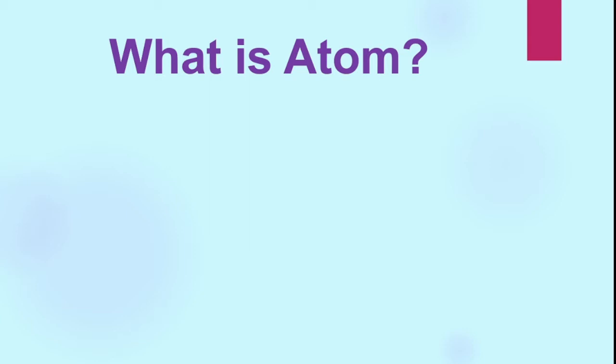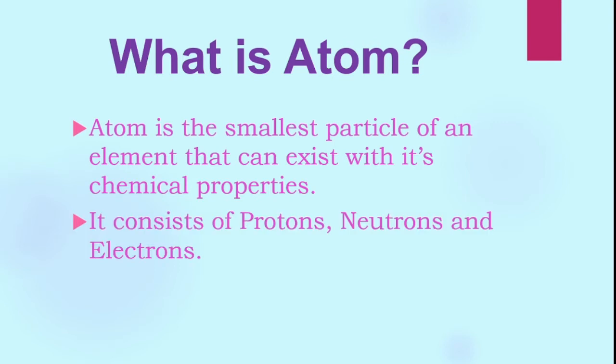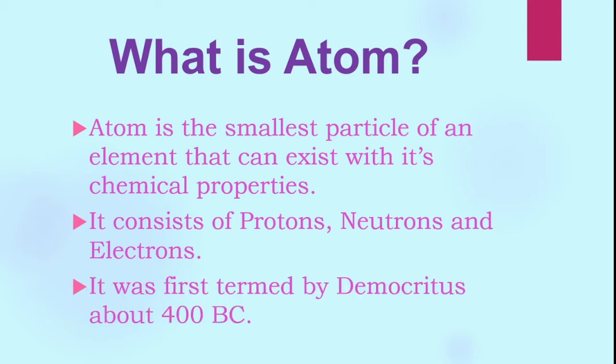Thus, we can define an atom as the smallest particle of an element that can exist with its chemical properties. It consists of protons, neutrons and electrons. The very concept of the atom, the very name atom, was termed by Democritus about 400 BC. But the experimental proof of the atom was obtained much later, about the 18th century.